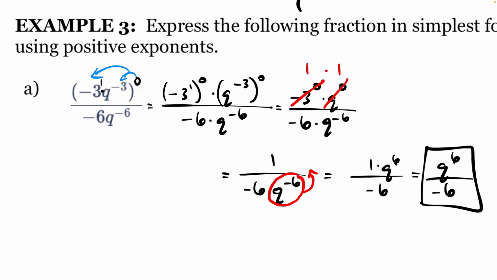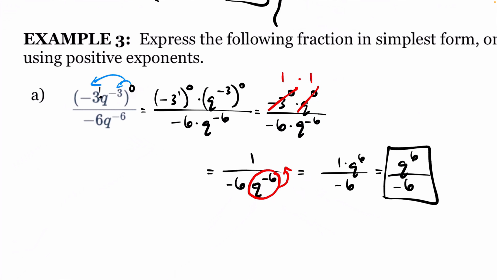All right, what I want you to do is try B. Now try B. Top of the next slide, try B. It's just like this one. Try it right now on your own. We'll do it together. But I want you to use the ones we've done as a guide to do B. Okay, see what you get.